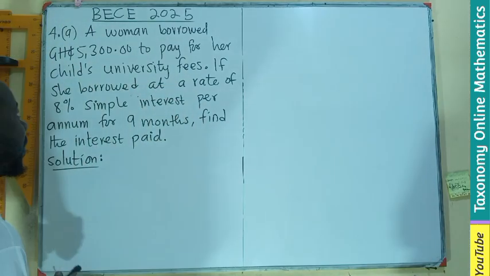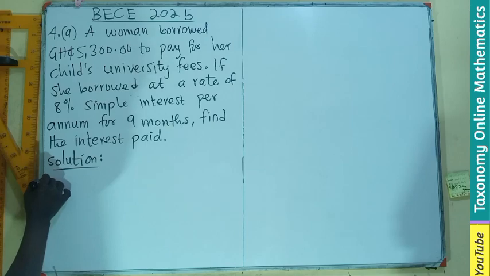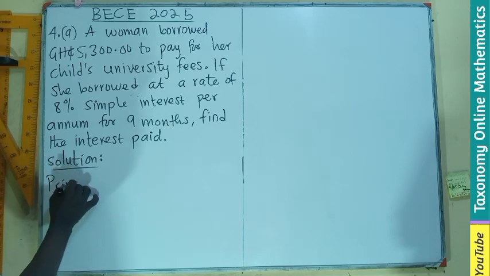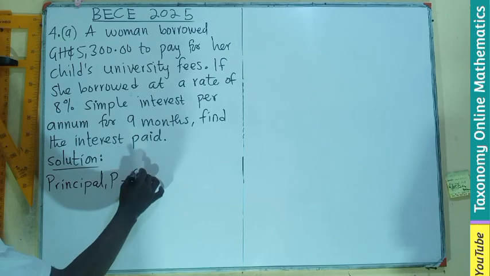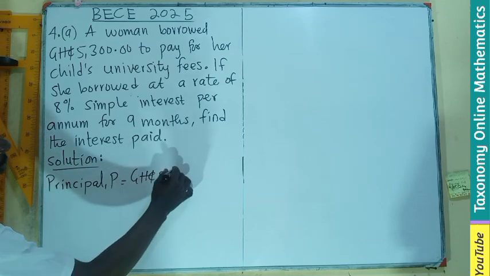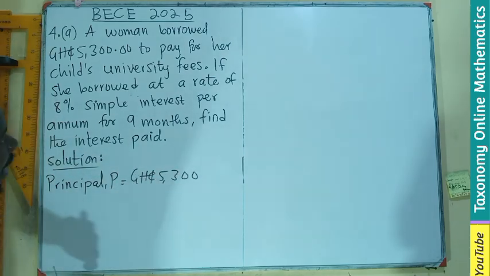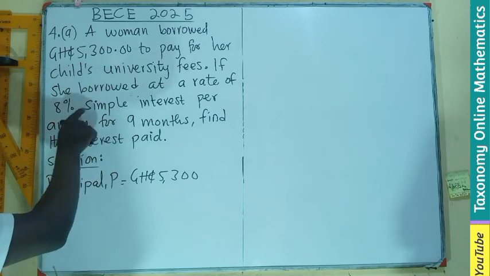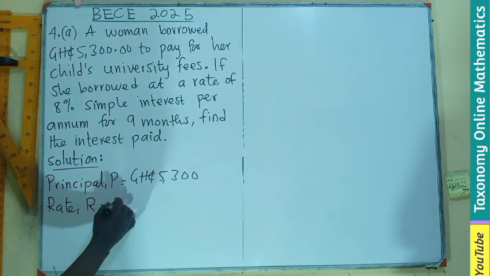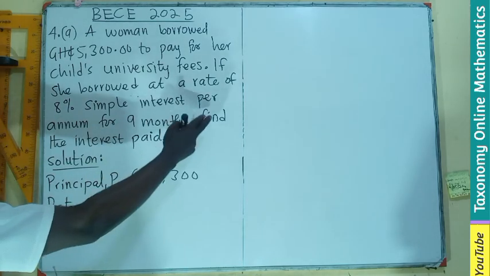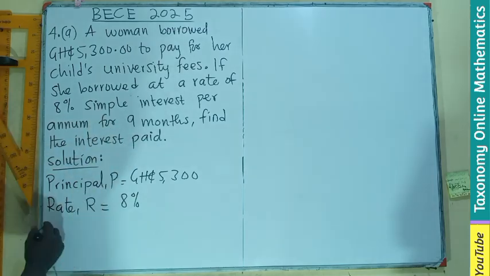So what is the information given? Amount borrowed is always the principal. So we have the principal, which is labeled P, as 5,300. Your rate, which is labeled R, is 8%. That's 8 out of 100, simple interest per annum for 9 months.